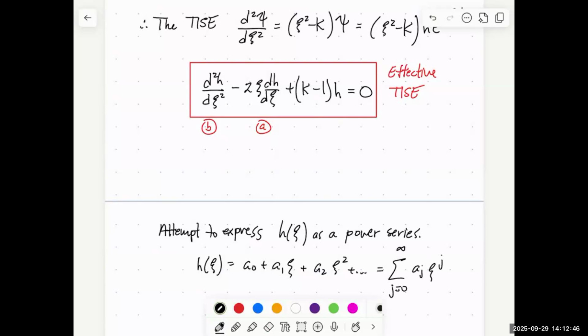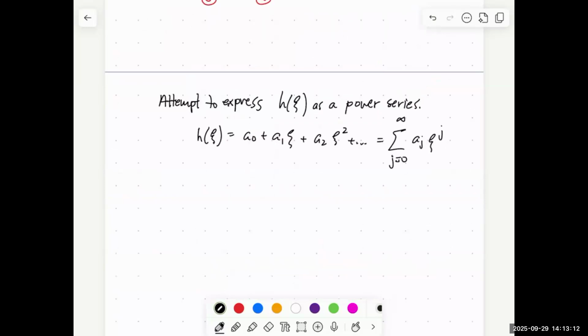Then we're going to take this and sub it into our effective time-independent Schrodinger equation. You can see we're going to have to take some derivatives of this power series. That's going to lead to a recursion relation in these a_j coefficients. And we're going to try to work out what must be true from this recursion relation. That's the strategy. Okay, so what we need are these derivatives.